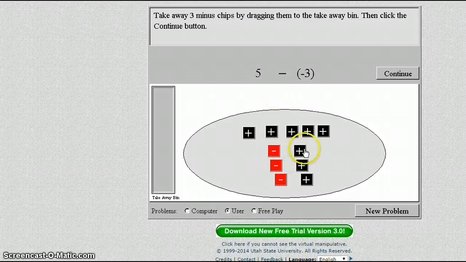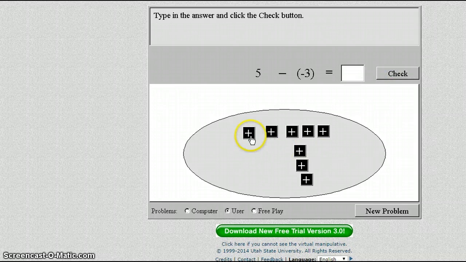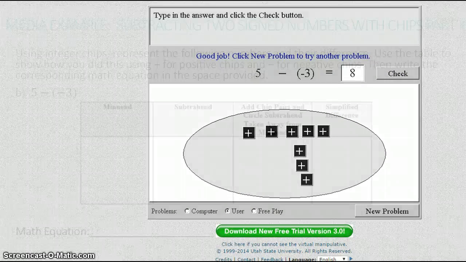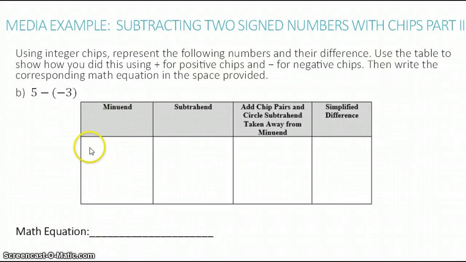Now that we have those 3 pairs added, we have 3 negative chips that we can put in the takeaway bin. And we're left with the result of 5 positives and 3 positives is +8 as our answer. So now let's represent this in our chart. We started with 5 positive. We needed to take away 3 negative chips.